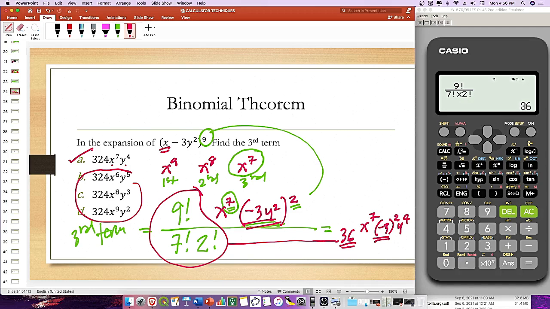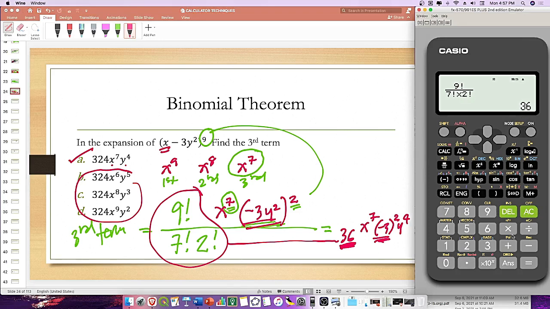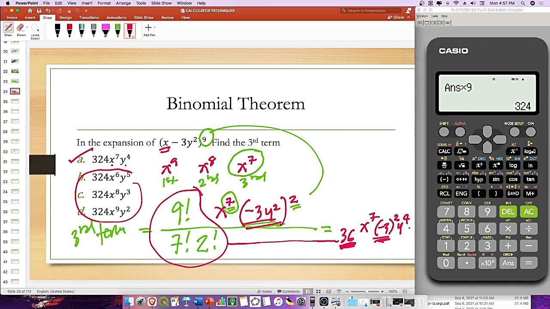But we will also multiply this one with negative 3 squared. So negative 3 squared is 9. I have here in my calculator 36. I will just multiply that by 9. So the result is 324. So I will just write it here. This is 324, okay? X raised to 7, and then y raised to 4. This will be your final answer for this problem.